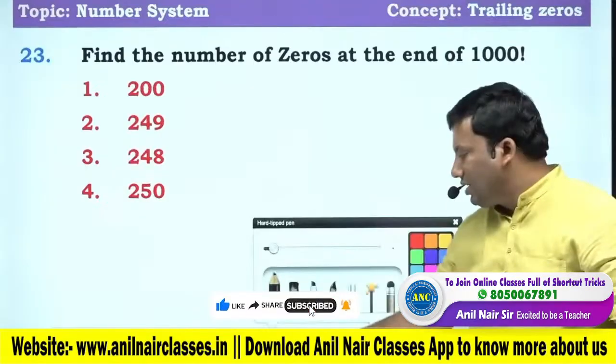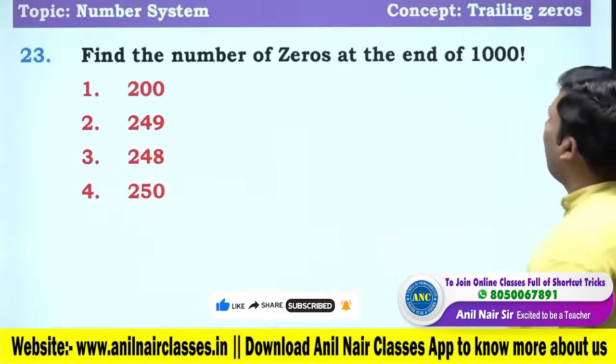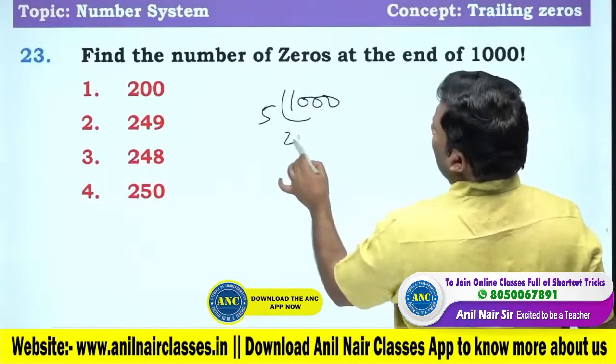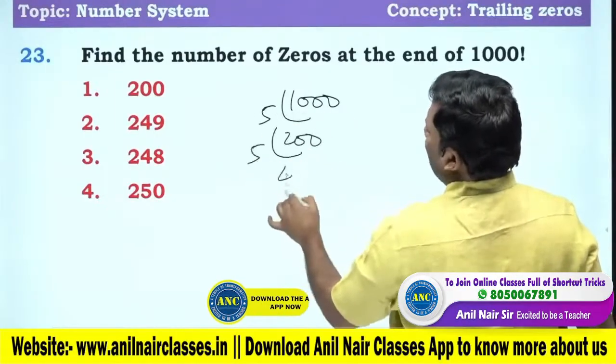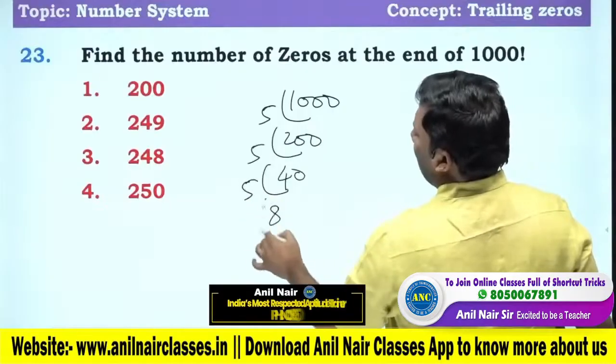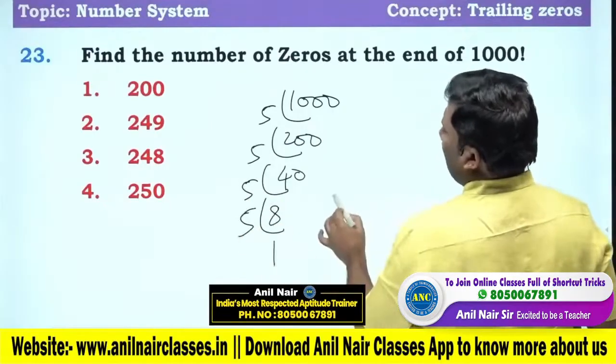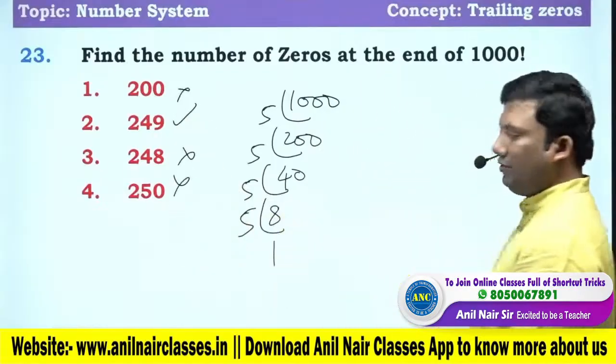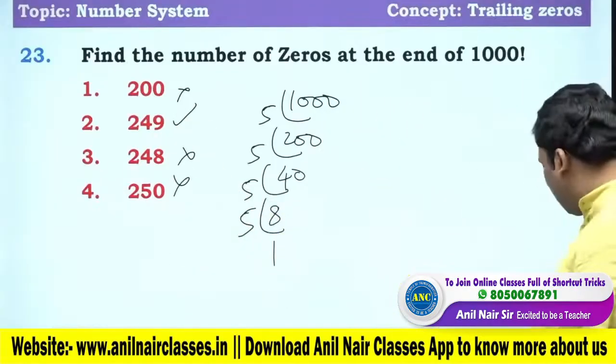This is an easy question. Let us not waste too much time. Find the number of zeros for 1000 factorial. 5 200s, 5 40s, 5 8s, 5 1s. Answer is 249. I hope it is clear. Next one.